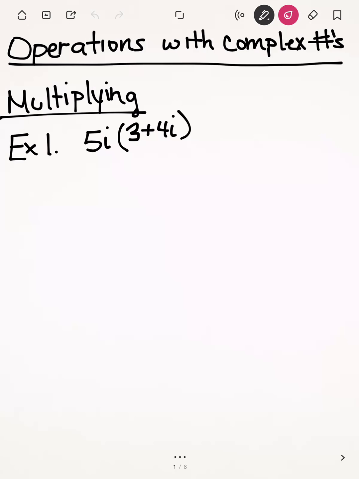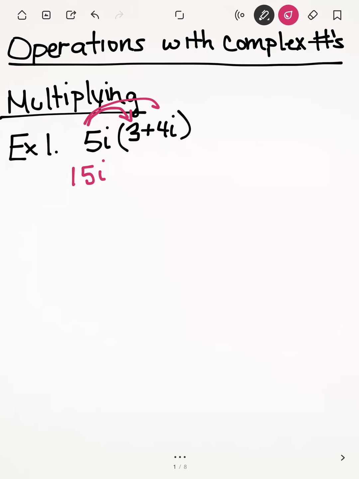This video is operations with complex numbers. We're going to start with multiplying. So example 1, we have 5i times 3 plus 4i. All we're going to do is distribute the 5i to the 3 and the 5i to the 4i. So 5i times 3 is 15i.